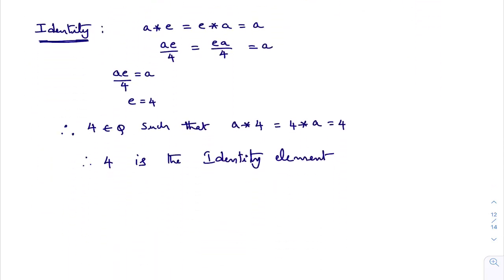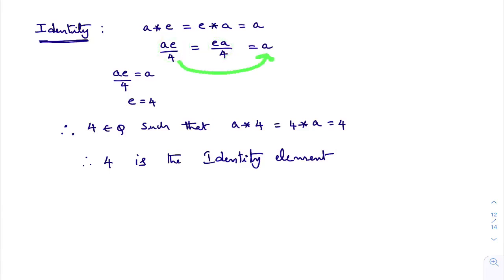To check the identity element, I'll take the identity property first: a star e equal to e star a equal to a. As per the star operation, a star b is defined as ab by 4. A star e is ae by 4. E star a is ea by 4. You observe here ae is the same as ea. As you identified that this star operation is commutative, ae by 4 is the same as ea by 4. As these two are equal, you can go with any one.